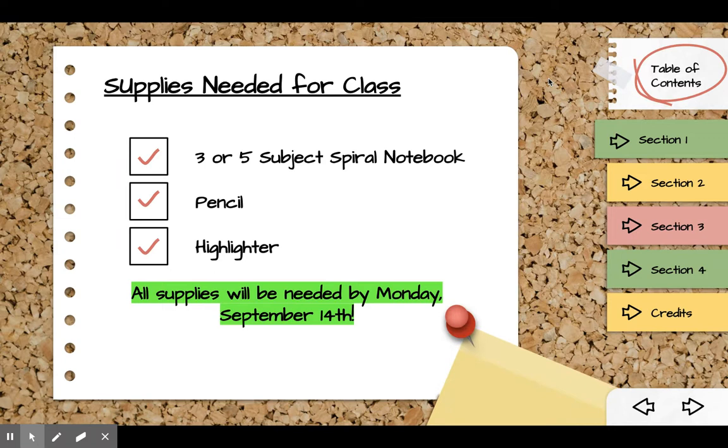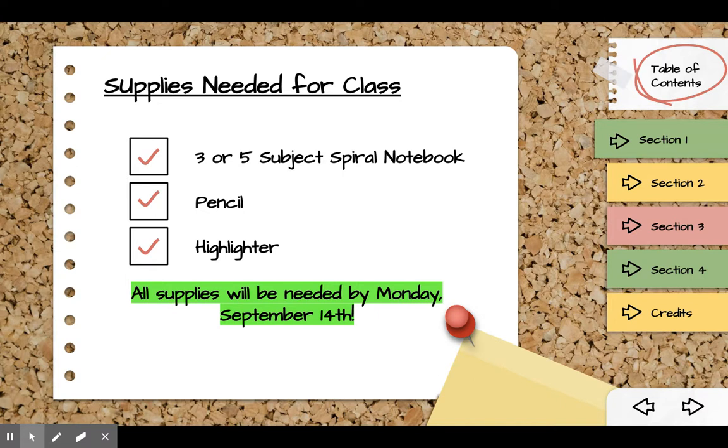Next, I want to just remind us of the supplies that are needed for this class. Remember, we asked you last week to make sure that you have a 3 or a 5 subject spiral notebook. You can even have a 1 subject spiral notebook, but we want to make sure that you don't have to go out and buy more than one throughout the school year. So we want to make sure that you have at least a 3 subject or a 5 subject for math specifically. That way you can keep all of your notes and activities in one place.